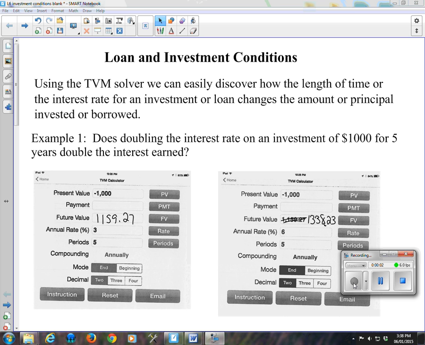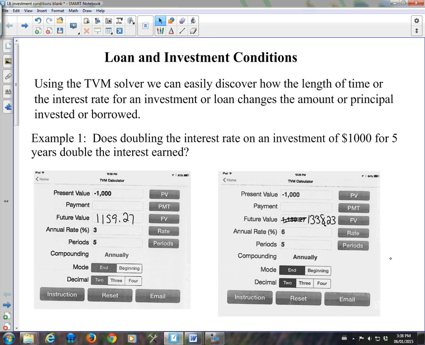Unit 5, Lesson 6, Loan and Investment Conditions. So we're going to use the TVM solver again, and we're going to get that out of the way. Use it to quickly figure out how, if I change certain things, what that does to an investment, say, or a loan that I'm getting.